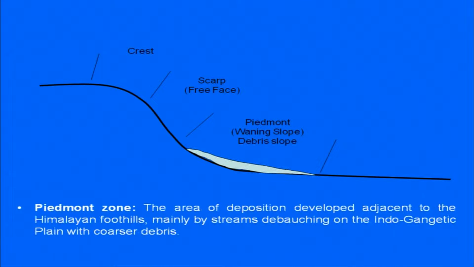And the portion where the deposition is taking place, comprised of debris material, is termed the Piedmont zone. So, one is pediment, which is erosion, whereas the Piedmont area is basically the depositional portion, comprising coarser debris at the base of the mountain front. In this case you can say this is the contact between the Indo-Gangetic plains and the Himalayan front. So, the area of deposition developed adjacent to the Himalayan foothills, mainly by streams debouching onto the Indo-Gangetic plain with coarser debris.